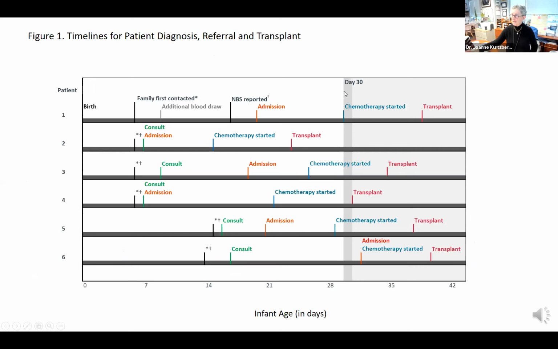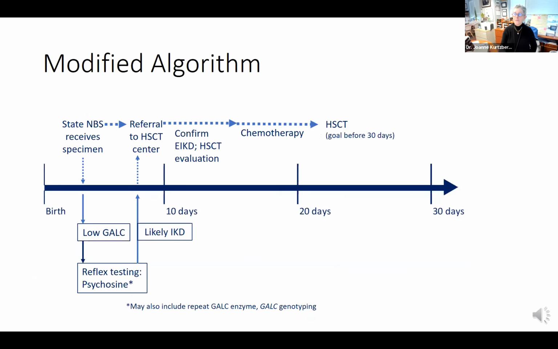Now, going back to the 6 babies who are in the report, I want to show you that this gray bar is day 30, and 5 of the 6 were transplanted after 30 days of age, generally between 30 and 40 days of age, despite everyone's best effort. And only one, the one mentioned by Dieter, received a transplant before 30 days of age. So we still have work to do.